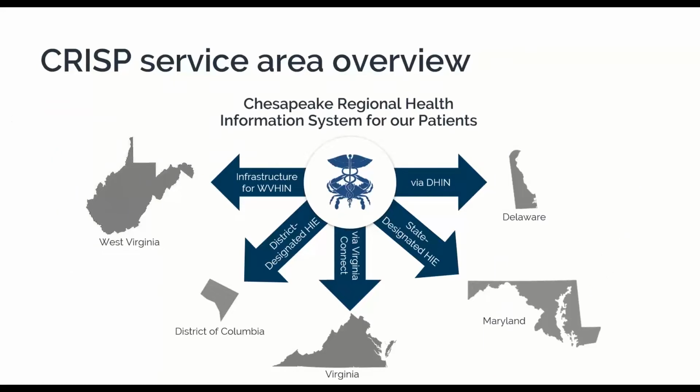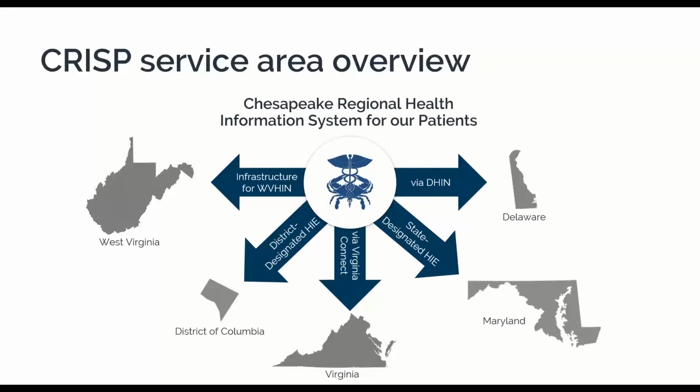Just to give you a sense of what CRISP is about, the acronym is Chesapeake Regional Health Information System for our Patients, but we pretty much go by CRISP, sort of like IBM does. We primarily are the state designated health information exchange for Maryland. We also received that same designation recently for the District of Columbia. We are also the infrastructure for the West Virginia Health Information Network, or the WVHIN. And in addition, we do reciprocity data sharing with the Delaware Health Information Network, back and forth between our borders.